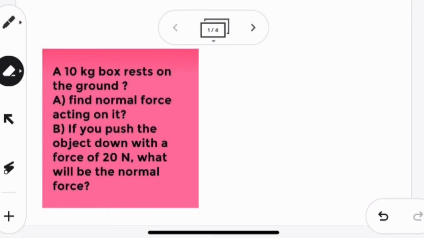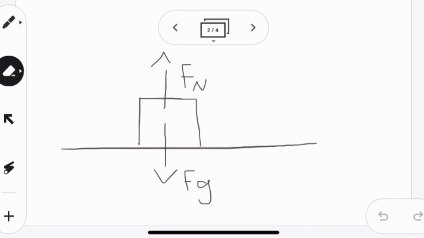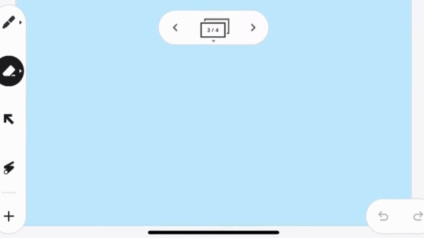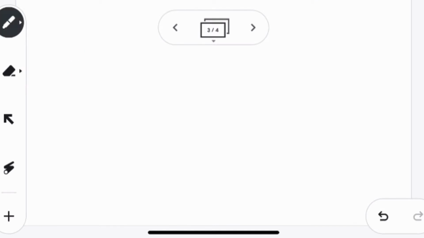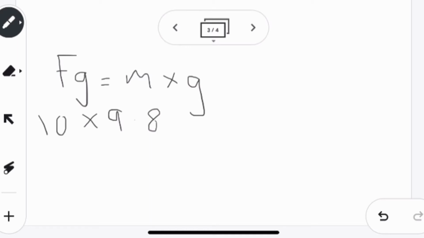Now we have a question. A 10-kilogram box that's on the ground. Now we need to find the normal force. To get a better understanding of how to find the normal force, we need to draw first. Now, as you can see here, we have two forces acting on the box, normal force and gravitational force. First, to find the normal force, we will have to find the gravitational force. The gravitational force equals m times g, which is mass times 9.8, which will be 10 times 9.8, which is 98.